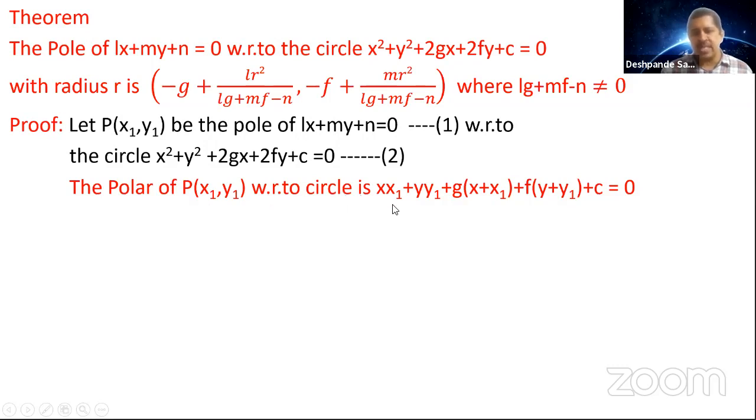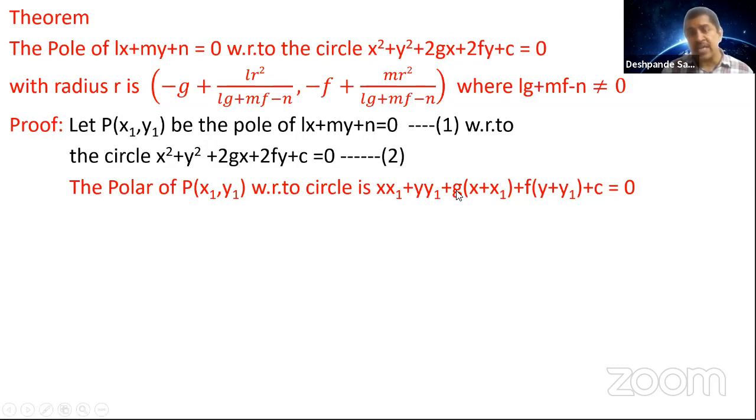So we know that it is (xx1 + yy1) plus g times (x + x1) plus f times (y + y1) plus c is equal to 0. When you took the previous problem, the previous result, the equation was simply xx1 + yy1 - r². So you did not have any problem of coefficients. But here you see that you got x here and x here also.